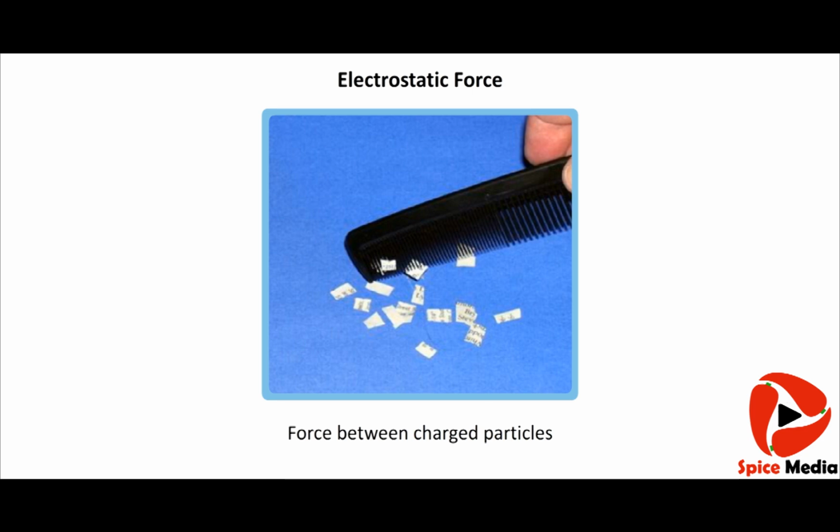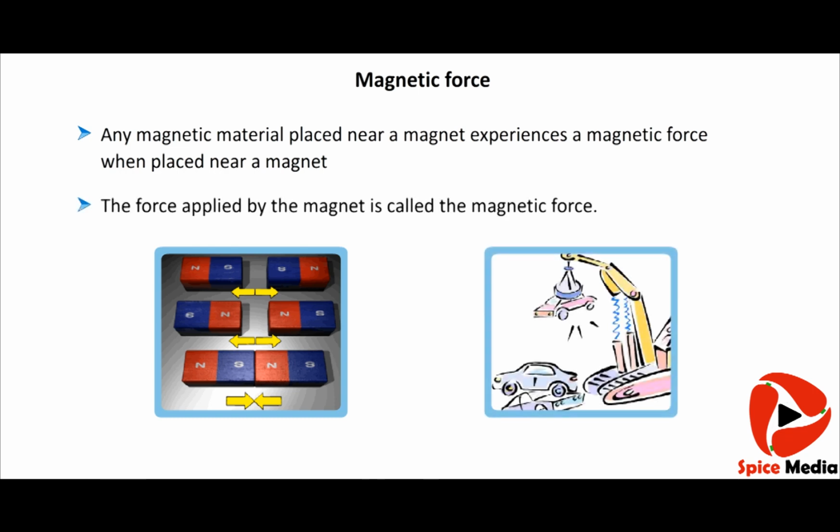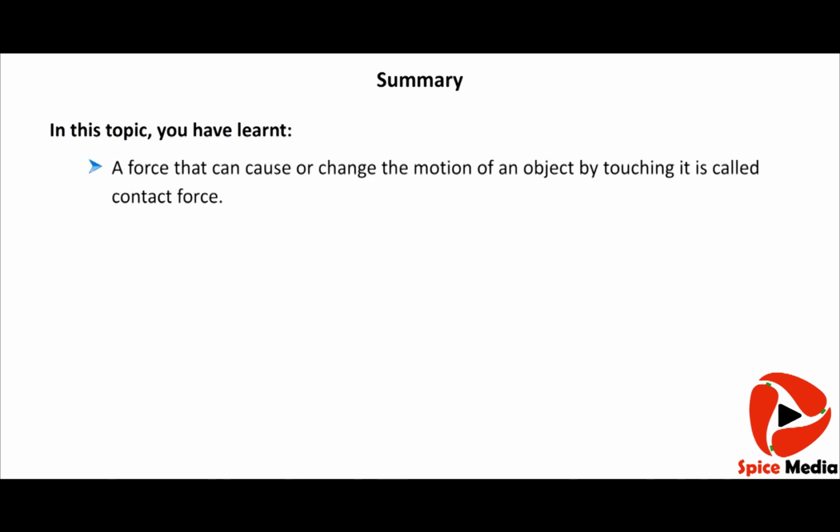When a plastic comb is rubbed in dry hair and is brought near bits of paper, they are attracted. This is due to the electrostatic force of attraction. It is the force between charged particles. Bodies with unlike charges attract each other, while bodies with similar charges repel each other.